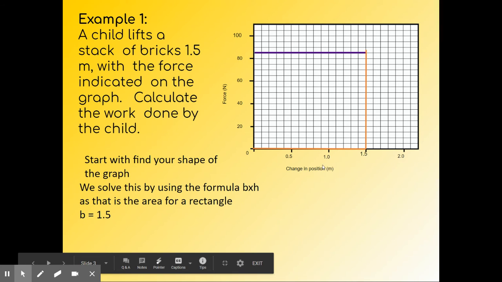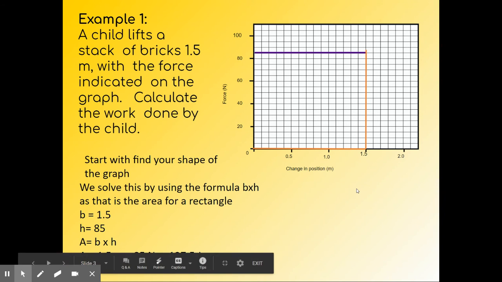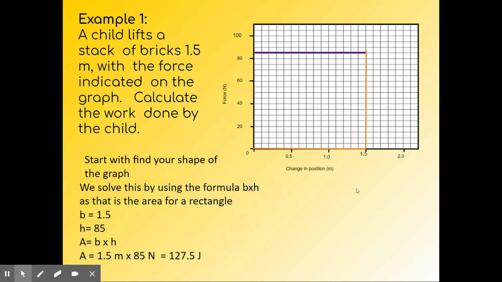So what we're going to do is solve for this by looking for how far my base is, it's 1.5, how high my height is, it's about 85, and I'm going to then go area equals base times height. I'm going to multiply them together and I get 127.5 joules. So far we're doing really good, except the 127.5 is not significant digits correct. Okay, so it's too many significant digits.